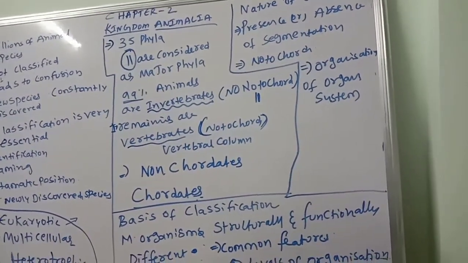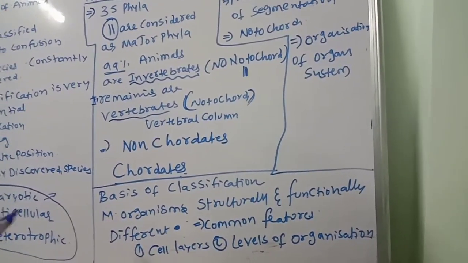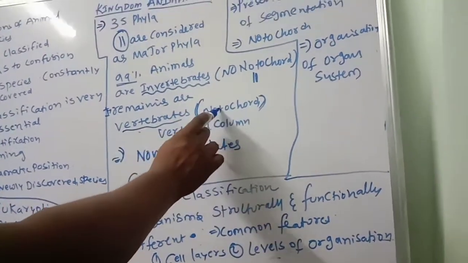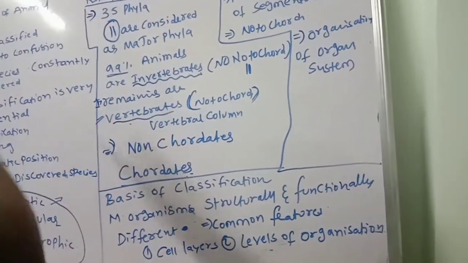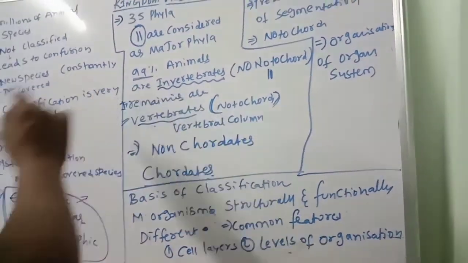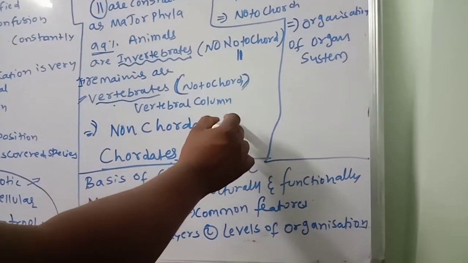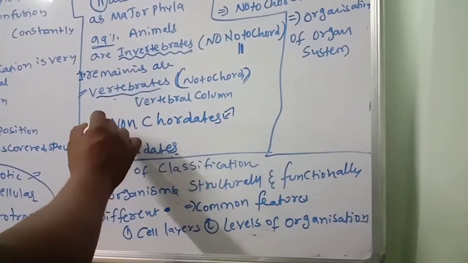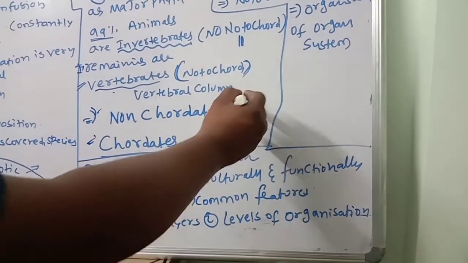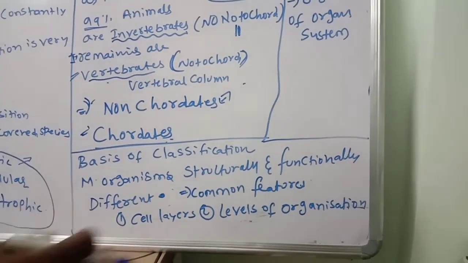They have the notochord and the vertebral column. Based upon the vertebral column, if the notochord is present, they are called vertebrates. Those which don't have the notochord are called invertebrates, also called non-chordates. If the notochord is present, they are chordates. So what the non-chordates are and what the chordates are, we are going to discuss in this chapter.